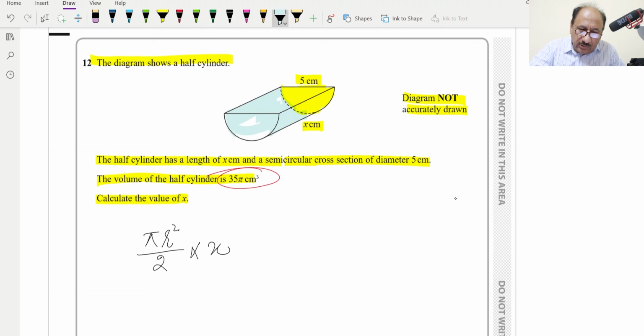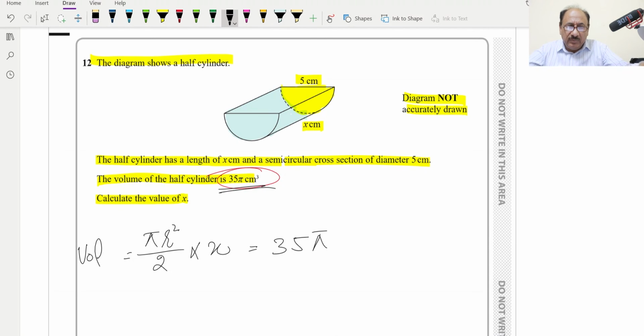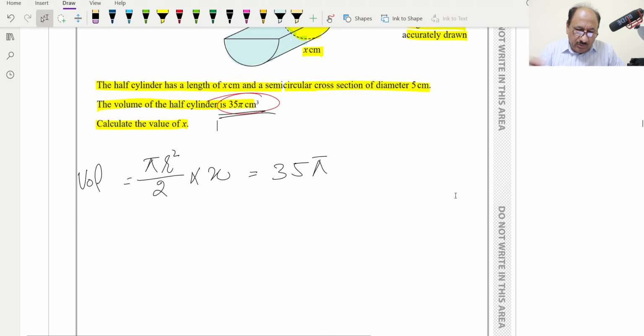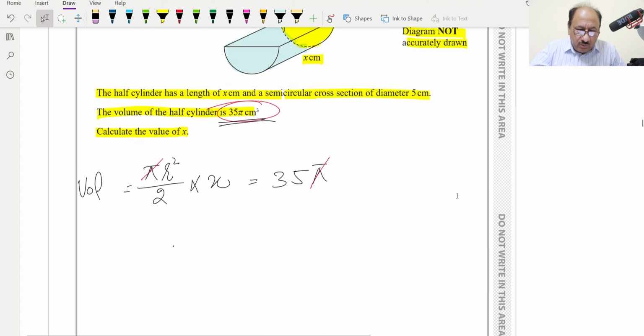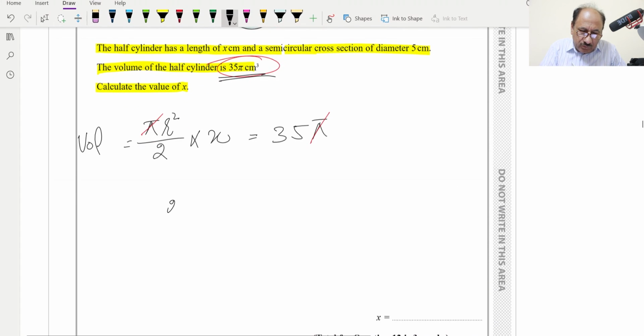So what we can do now, this will be what? This will be volume. Volume is equal to this one, and we know it is 35 pi, which is given over here. So we made the equation. Now we have to solve this equation. We can cancel pi on both sides. This pi we can remove, and the remaining part will be what? Remaining part will be r squared. R from here, this is diameter 5, so r will be half of 5, which is 2.5.